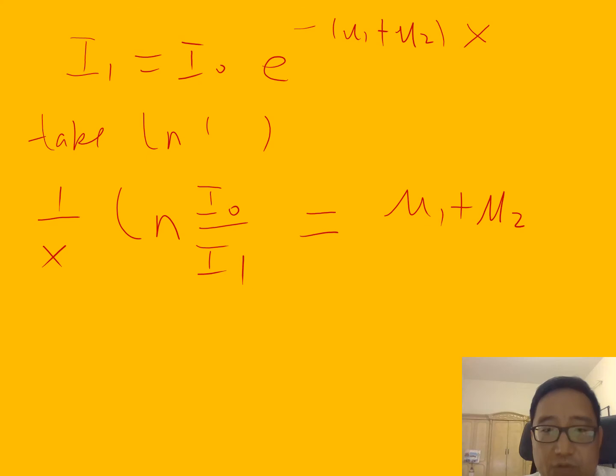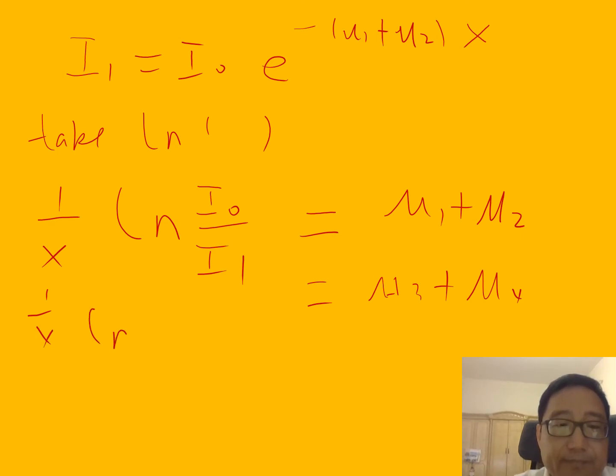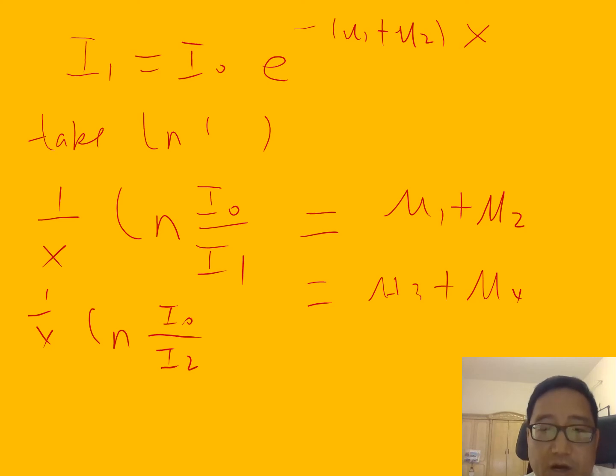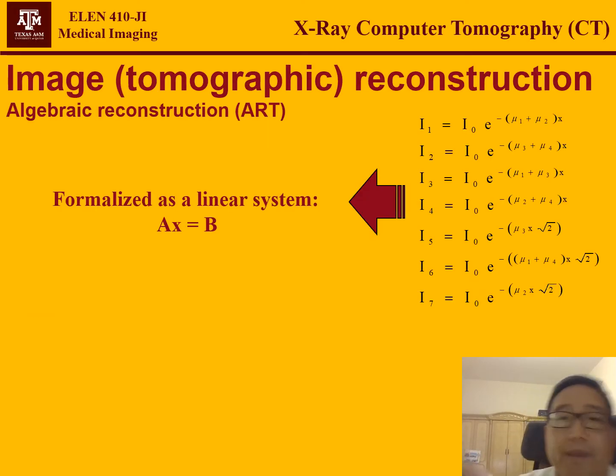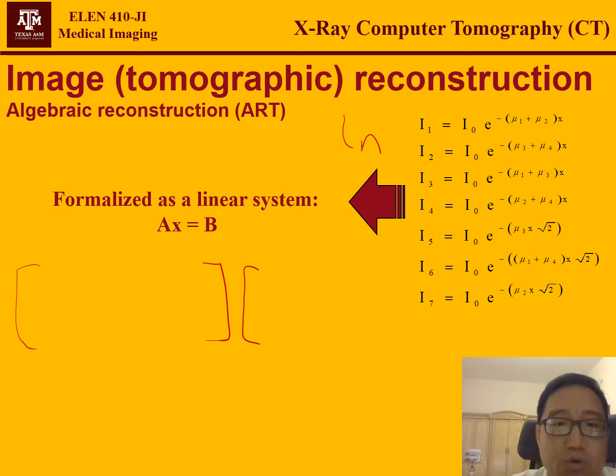So you do the same for the second equation. You're going to have something related to I3 plus I4, and that's related to I naught and I2, and so on and so forth. You do this for all the equations, and you're going to come out with a set of linear equations, a linear system, that relates the unknowns, which are mu1, mu2, mu3, mu4, with the data that you acquired.